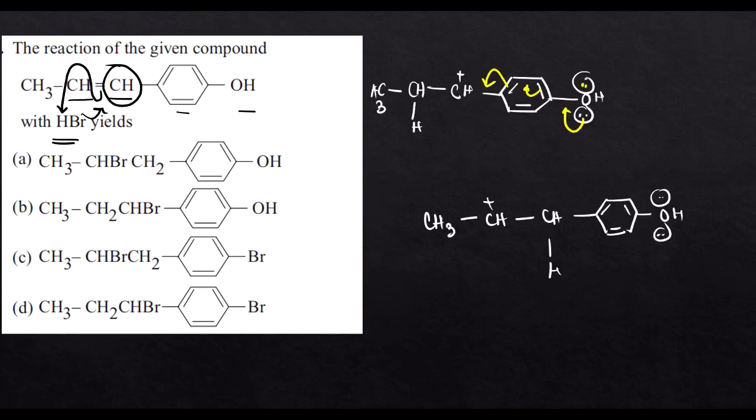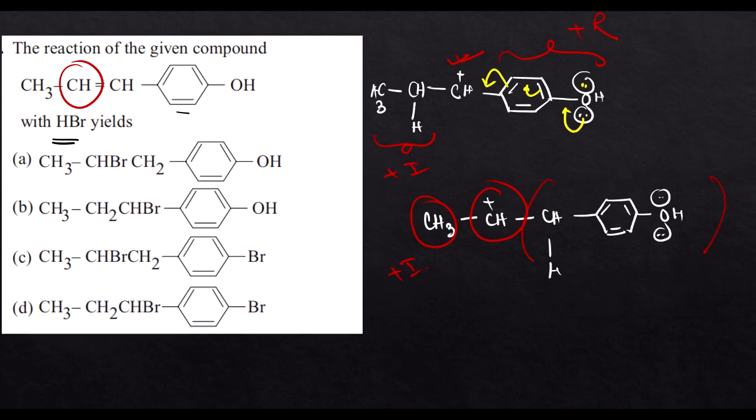Here two possibilities are there for addition of H plus. If H plus is added in the first carbon, means in this carbon, then the carbocation comes here and the carbocation is stabilized by the plus R effect of the phenol group as well as the plus I effect of the ethyl group. But if the second option happens, then the carbocation is stabilized only with the plus I effect of the methyl group and a little plus I effect of that side. That's why the bromide will attack here, and the correct option will be the B option, CH3CH2CH(Br)-C6H4-OH.